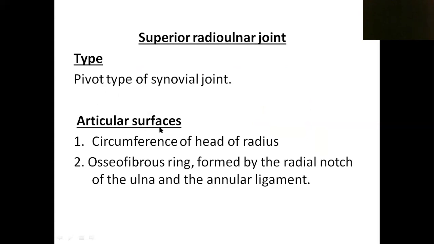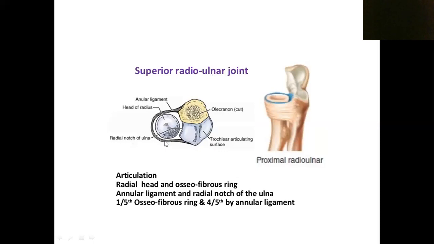Now what are the articular surfaces? See, the circumference of the head of the radius, and an osteofibrous ring or osteoligamentous ring. That ring is formed by the radial notch of the ulna and the annular ligament. We'll see that. I already told you this is the ring. Here in the medial part we can see the ulna. So medially it is formed by the ulna.